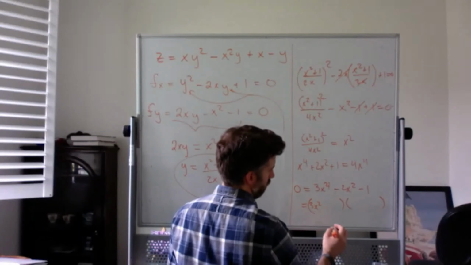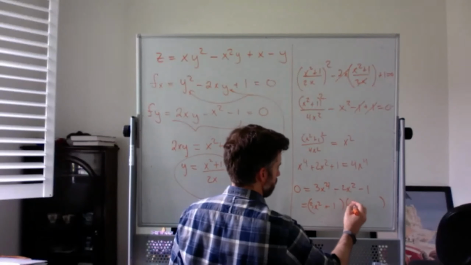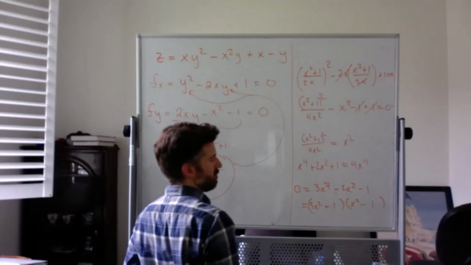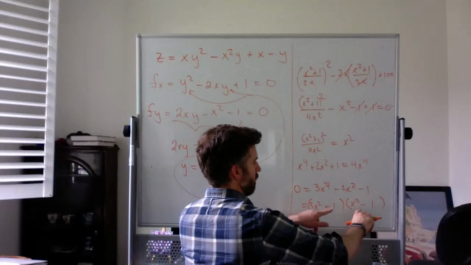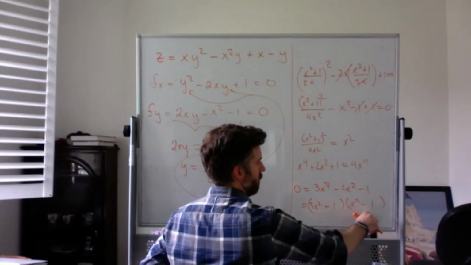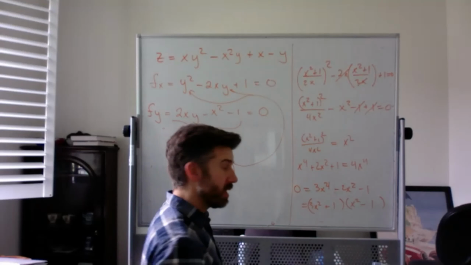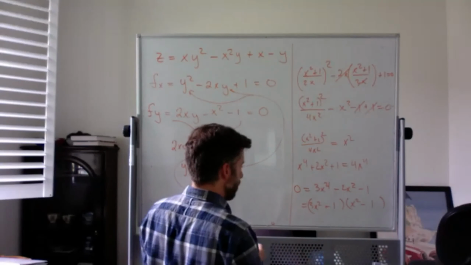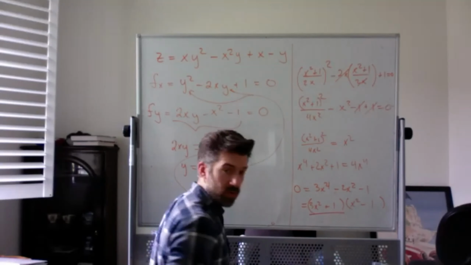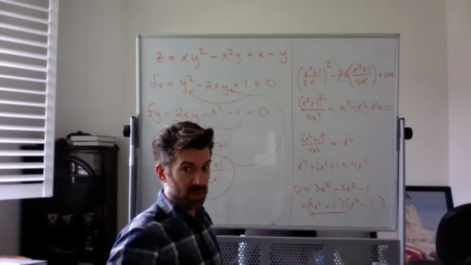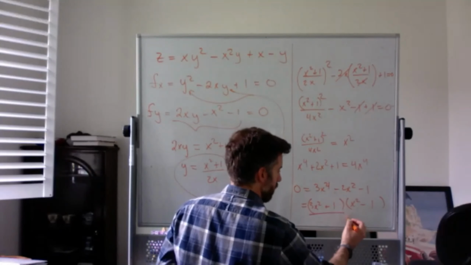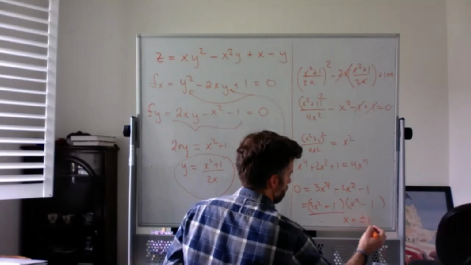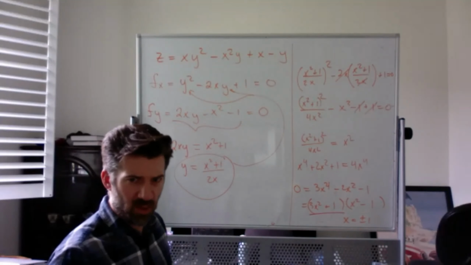And hopefully it factors, I'm pretty sure it does. 3x squared plus 1 times x squared minus 1. That seem right? Let's see, I get 3x to the 4th, I get a minus 3x squared, I get a plus x squared, so it's a minus 2x squared, minus 1. Looks good. And so then this part here is never equal to 0, because 3x squared plus 1 is always bigger than or equal to 1. So my only solutions are this part here equal to 0, which is going to be x equal to plus or minus 1. That's a lot of work.